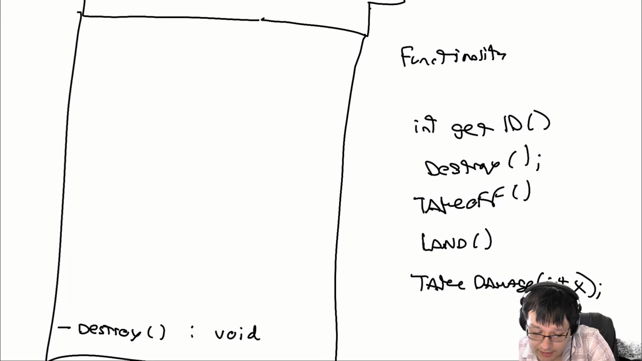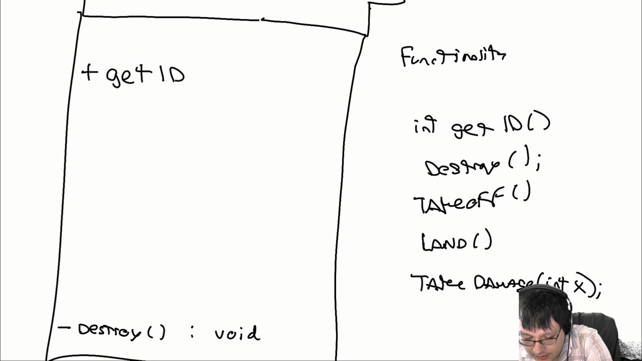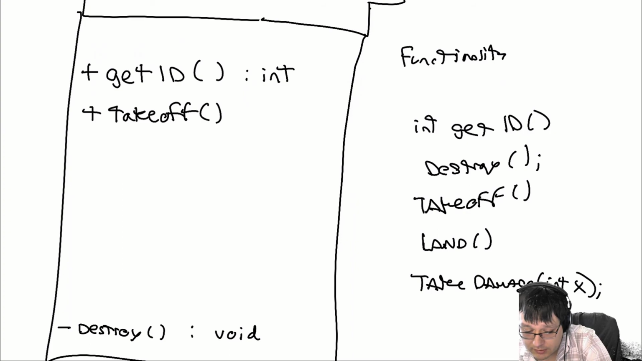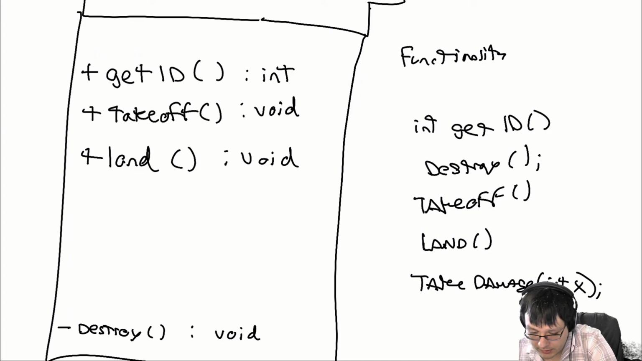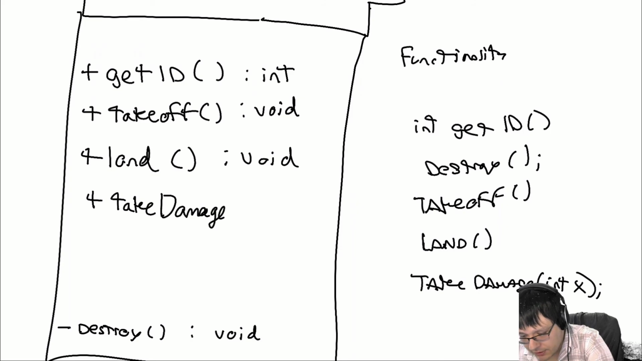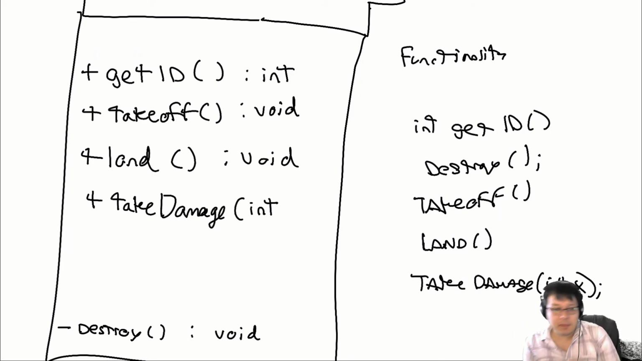For the other ones, like get ID, that one is public. So public get ID, no parameters, but it does return an integer. Destroy, we already listed. Takeoff, it's public, no parameters. Oh yeah, we do have one that takes a parameter. So we got takeoff, and then we got land. There's also void. And then finally we have take damage, which does have a parameter. So you would just list the parameter like that.